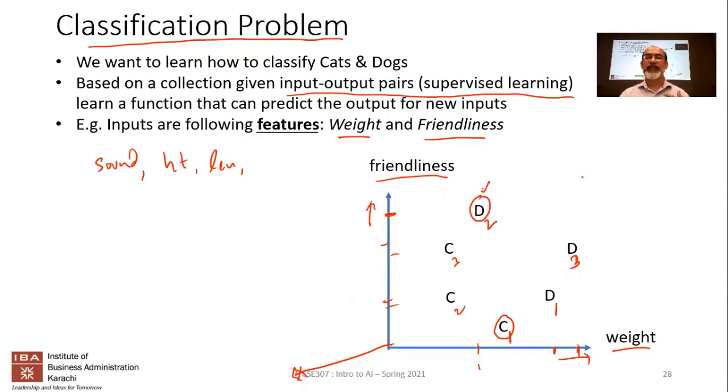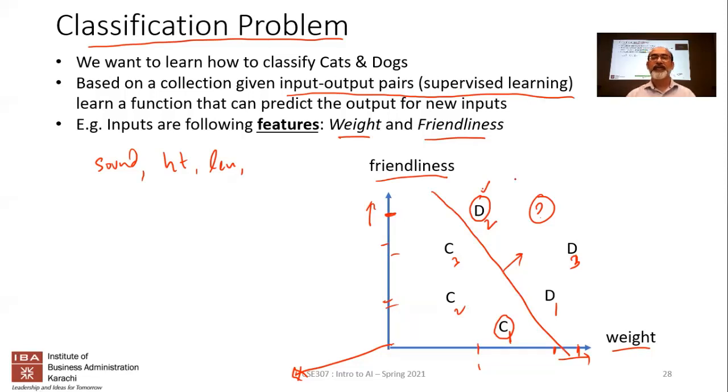So suppose I gave you a new animal. I don't know what this is. What would you classify this as? So we could make a line. Okay, so you simply draw a line. As you can see, you can draw a line over here, and anything which is on the right side or sort of above this line would be a dog. Anything which is below this line would be a cat.